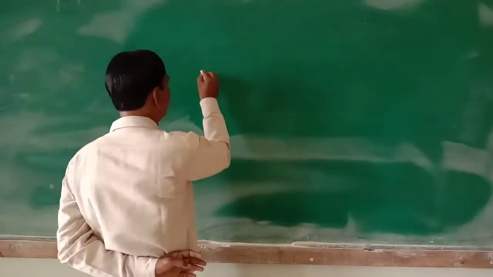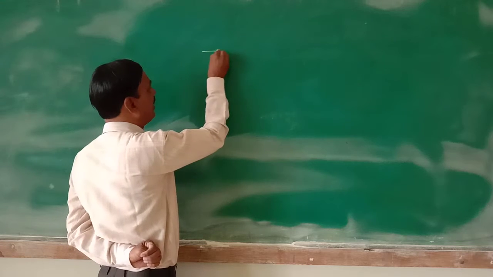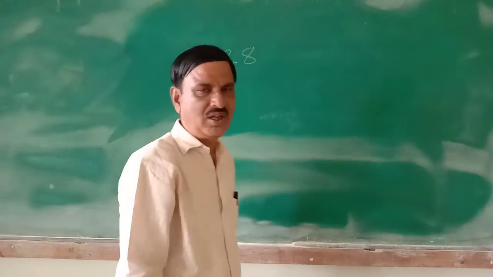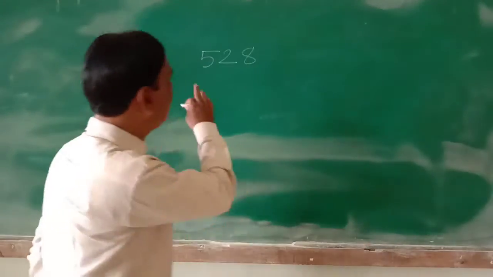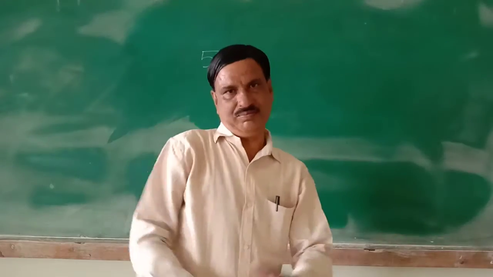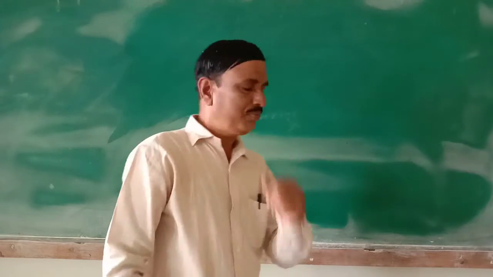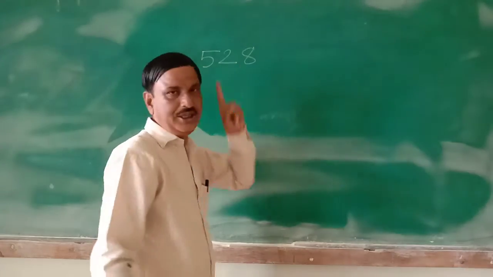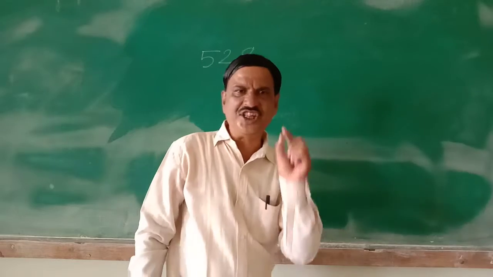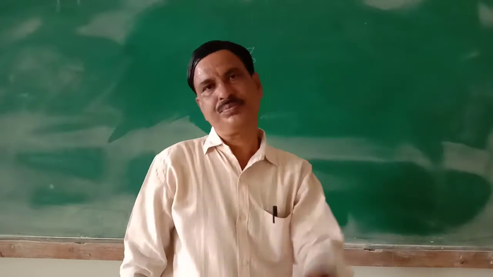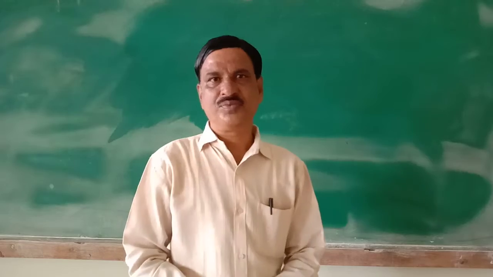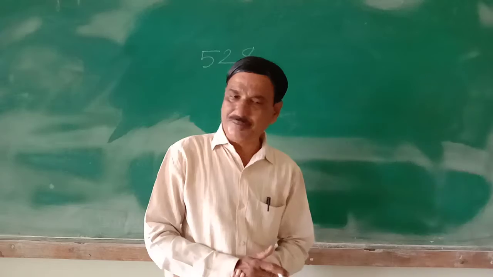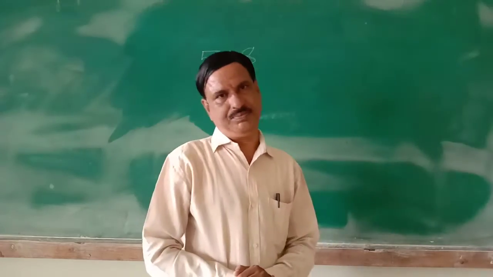Take the example of the decimal number system. Say 5, 2, 8. This is an example of a decimal number. Now, how many digits are there? 1, 2, 3. 3 digits are there. A digit stands for a single digit, whereas a number stands for a set of digits. So this is a number which is made up of 3 digits.